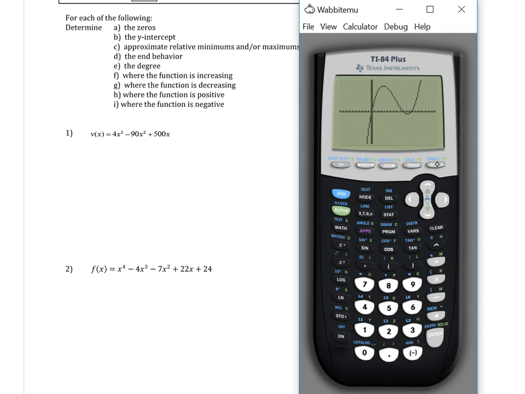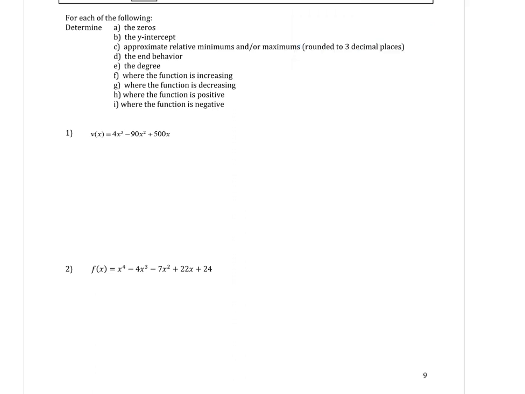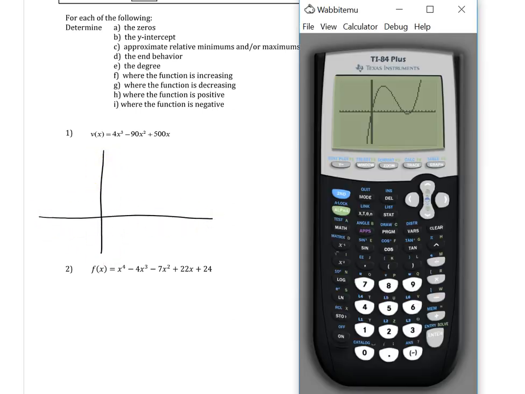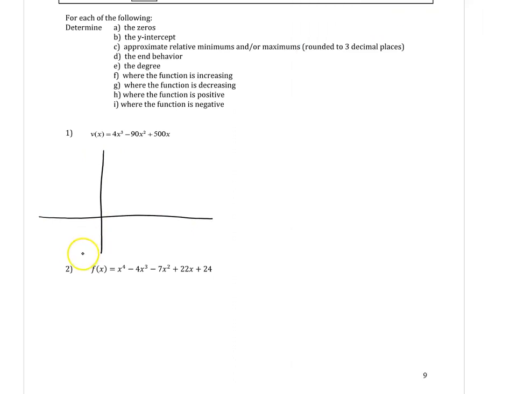I have no magic formula for how to adjust your window in your calculator, guys, but I can tell you that you can use your table to help you. So what I'm going to do over here is sketch a picture of what this looks like. Oh, the horrible axis. Okay, so we look something like that.